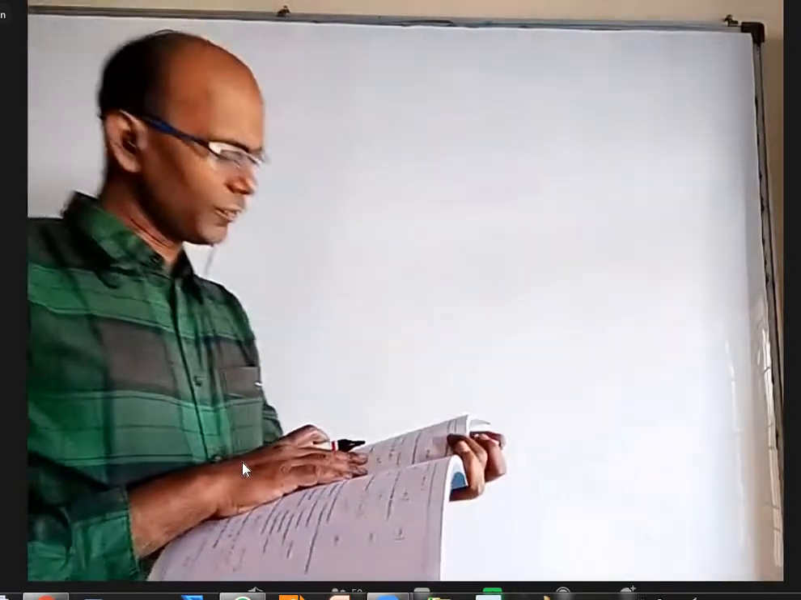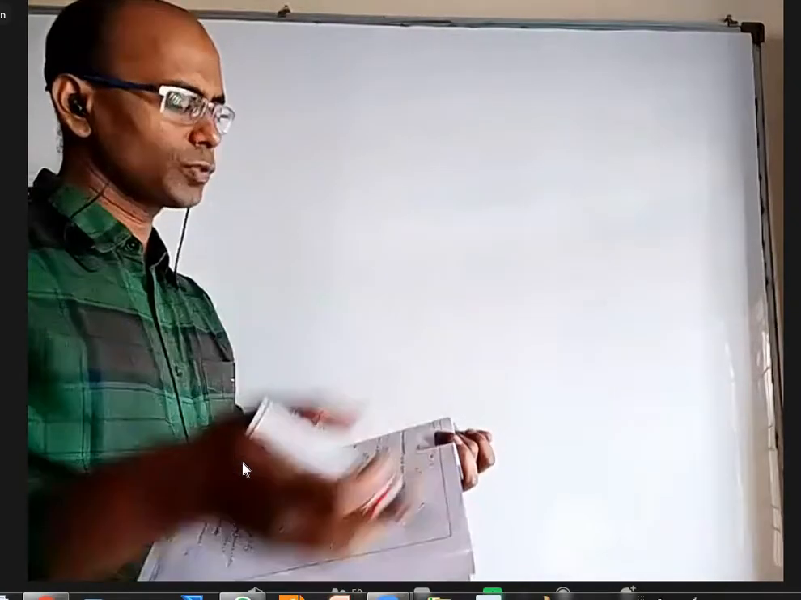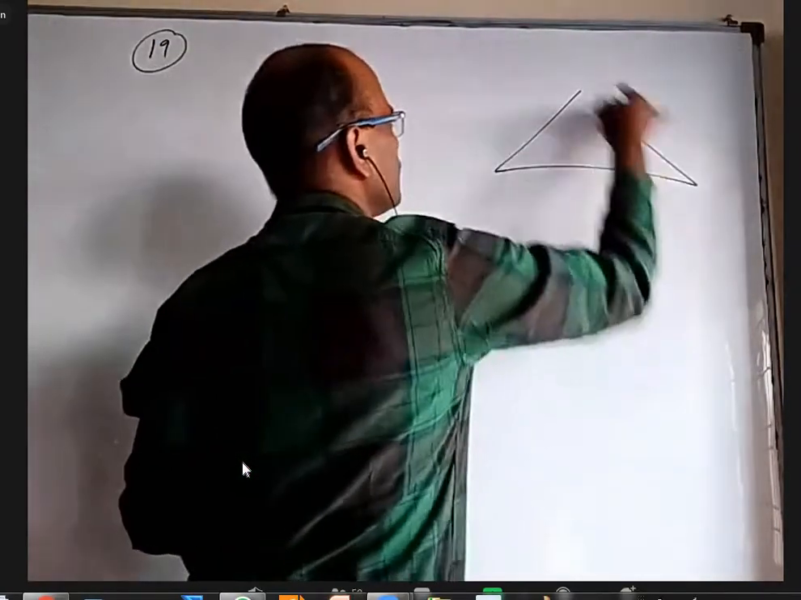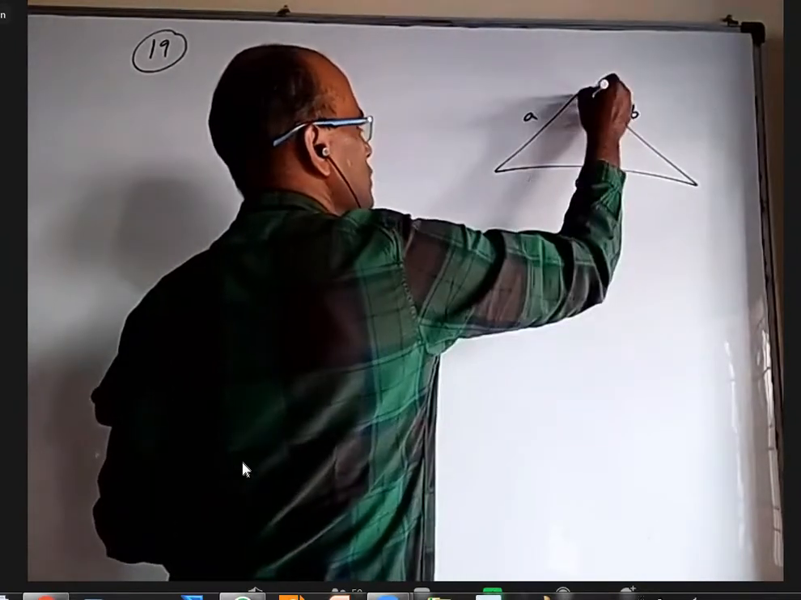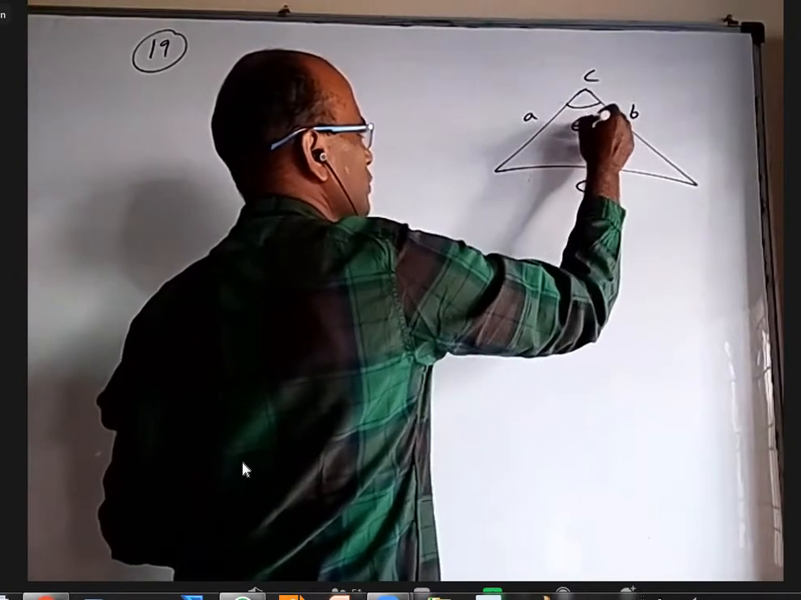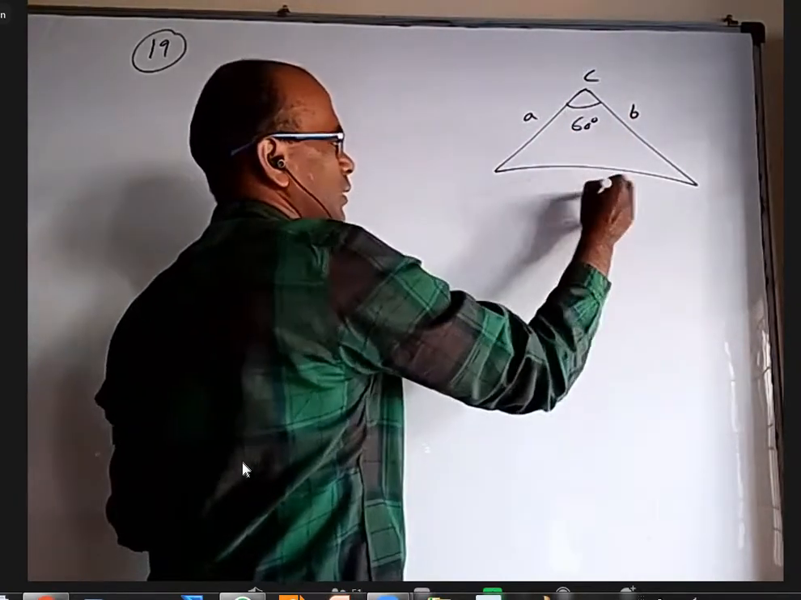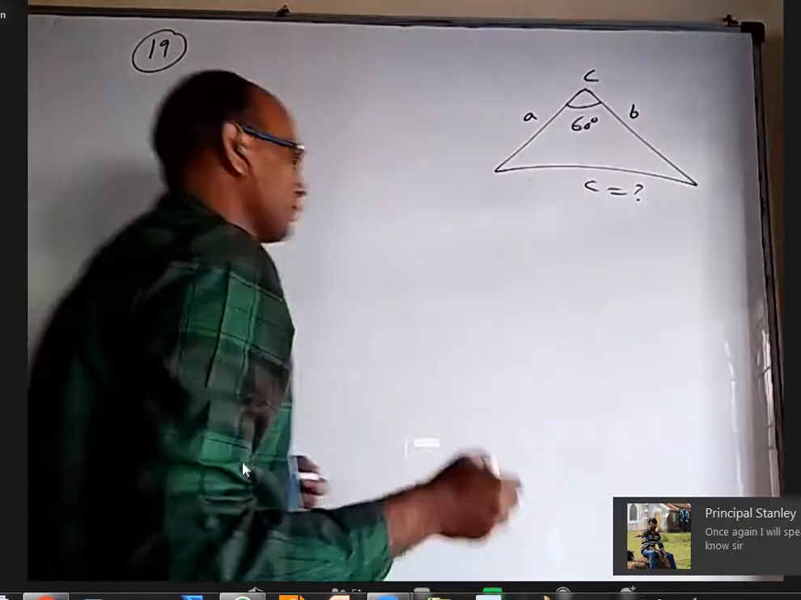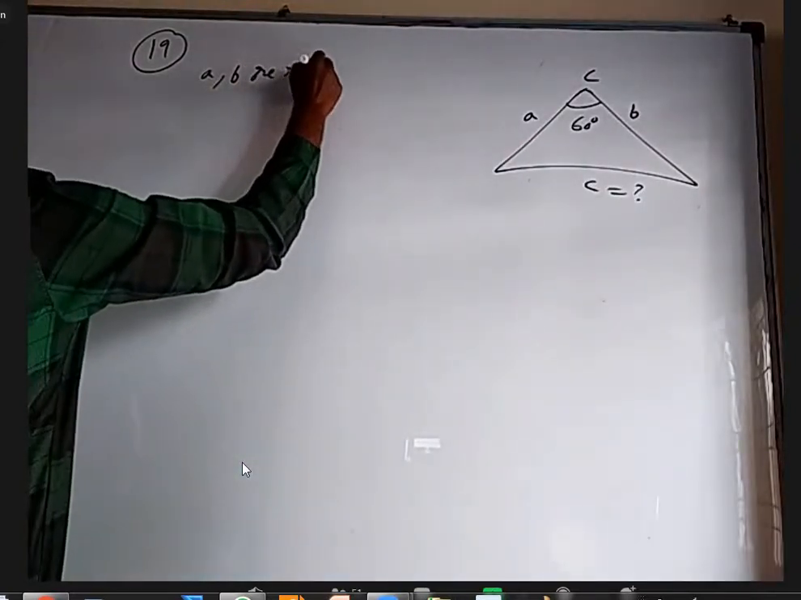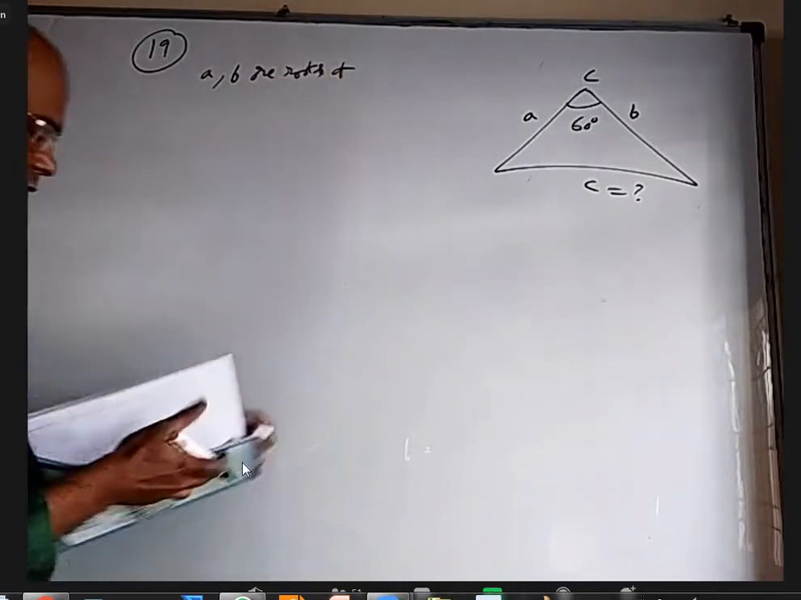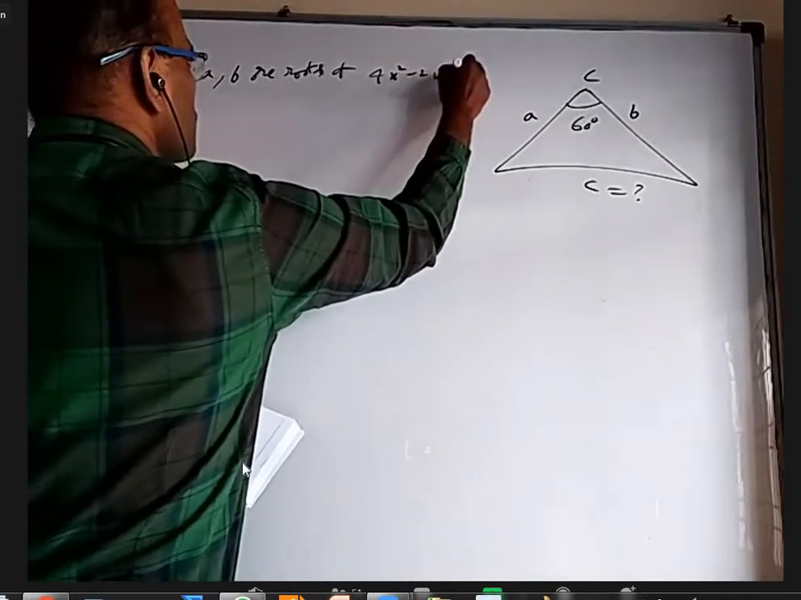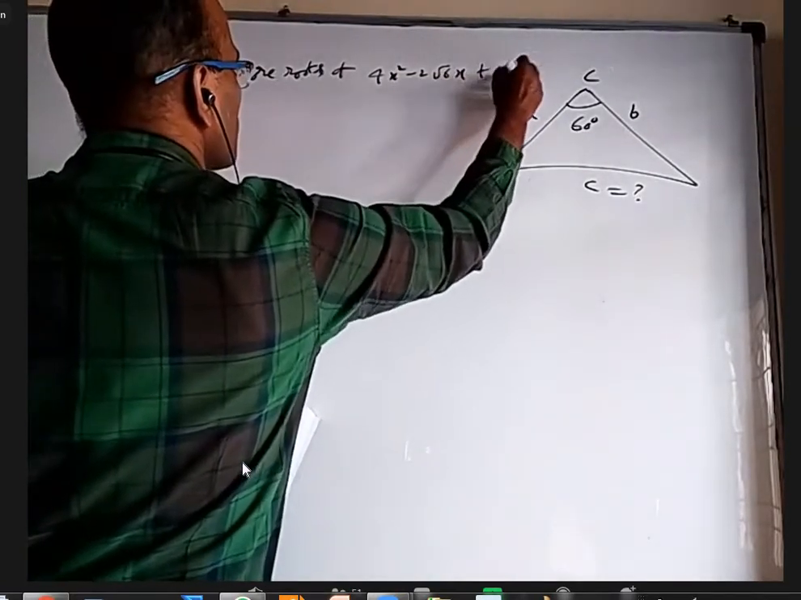Instead of giving two sides of a triangle, they gave a quadratic equation whose roots are the sides, and the angle between them is 60. So something like this: this is A, this is B, this is C, this is angle C, which is 60 degrees. They want to know side c, and A, B are roots of 4x square minus 2 root 6x plus 1 equal to 0.